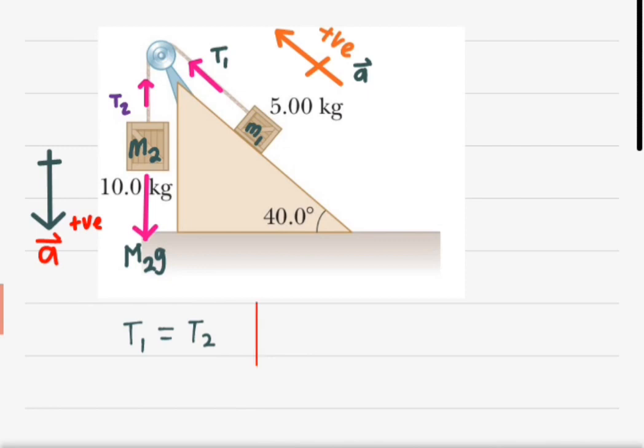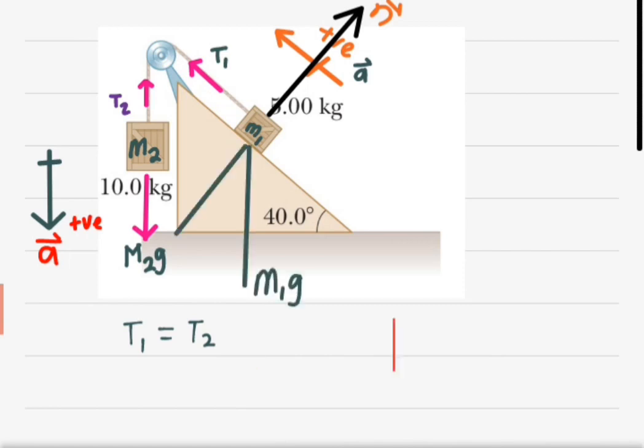So therefore, what are we going to do? The M1 block is on an incline, so we have to resolve all the forces acting on an incline. There's going to be a normal force acting upward. As you can see, there's also going to be a weight force, m1g, acting downward due to the force of gravity. Notice that the angle theta, which is 40.0 degrees, is the same as this angle right here. So this angle right here is also 40.0 degrees.